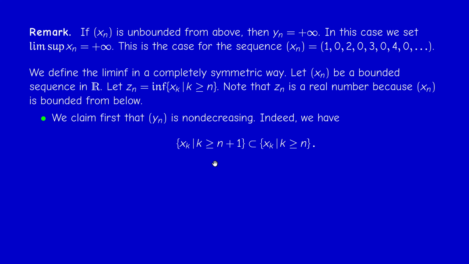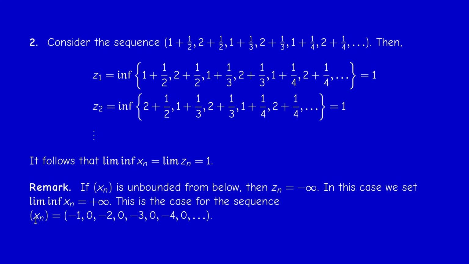This is, for example, the case of this sequence: -1, 0, -2, 0, -3, 0. Okay, so the inf already, if you take Z1 here, actually Z1 is -infinity. The sequence Zn is constant. It's equal to -infinity.